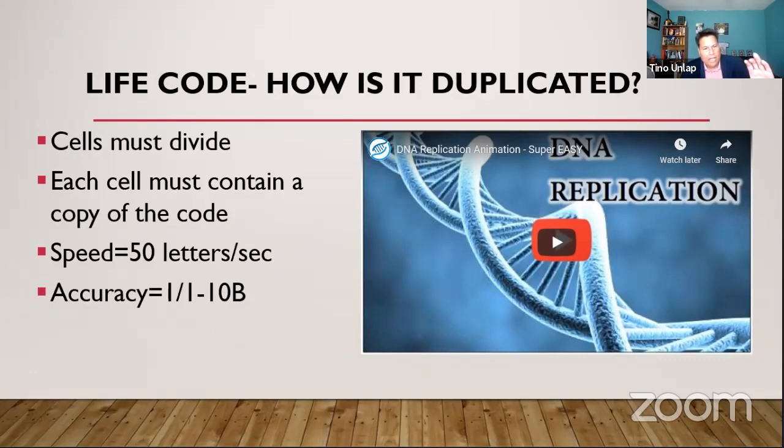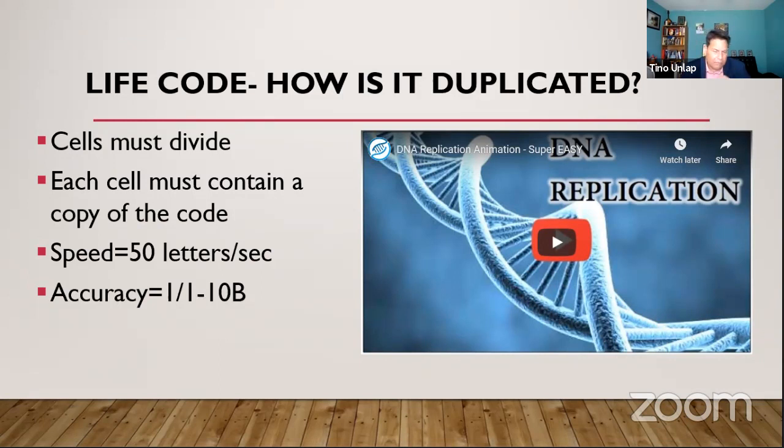So when you have one cell that contains this code within it, the life code, if it splits into two cells, Steve, that means that each one of the two cells must have identical copies of the life code, right? And so how is it replicated? Well, here's the way it is replicated.